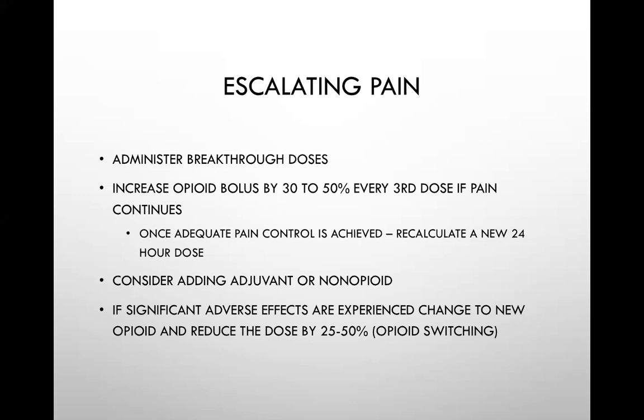If significant adverse effects are experienced, consider changing to a new opioid. That's called opioid switching or opioid rotation, where you use the table of equianalgesic doses, and once you calculate the new dose, you reduce it by 25 to 50% to avoid cross tolerance. And from there, you can gradually titrate upwards again of the new opioid and the new dosage.